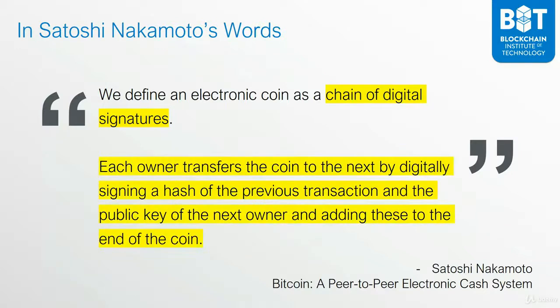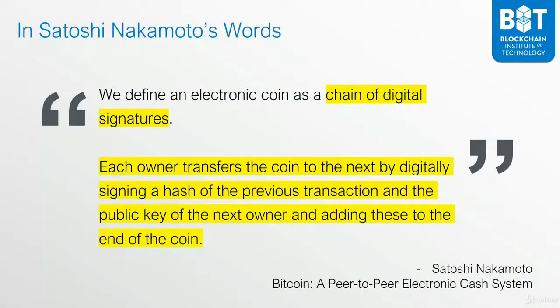He continues, each owner transfers the coin to the next by digitally signing a hash of the previous transaction and the public key of the next owner, and adding these to the end of the coin. I will be explaining exactly how that plays out in the example I'll be showing shortly. But key things that I want to point out in this one is that this is a transference of the coin. When you send a coin, what you're really doing is transferring a coin to someone else.